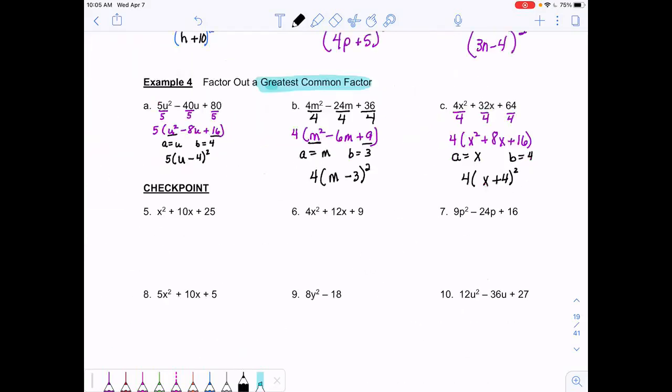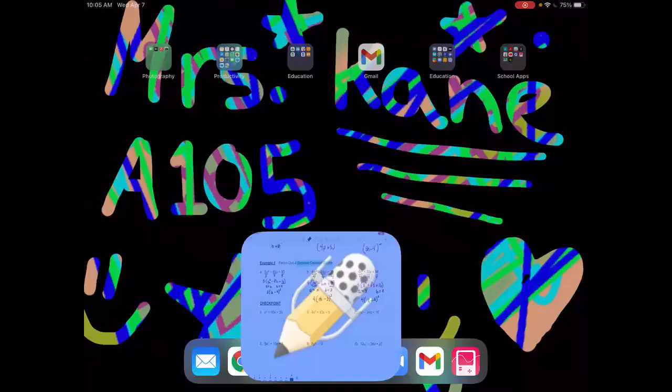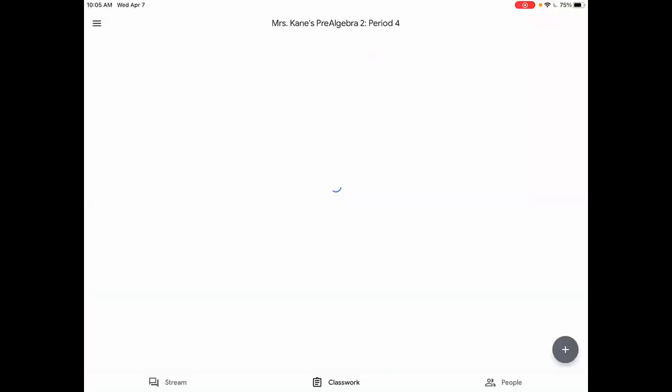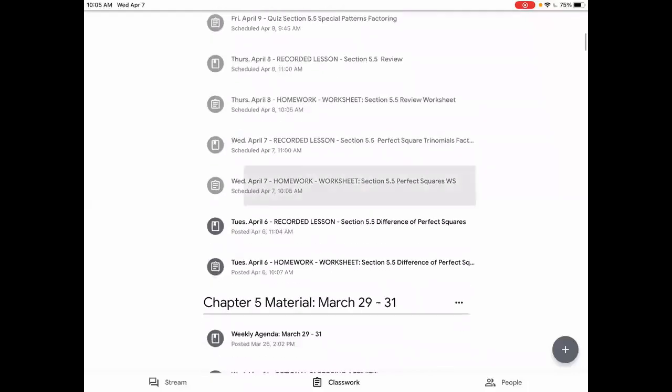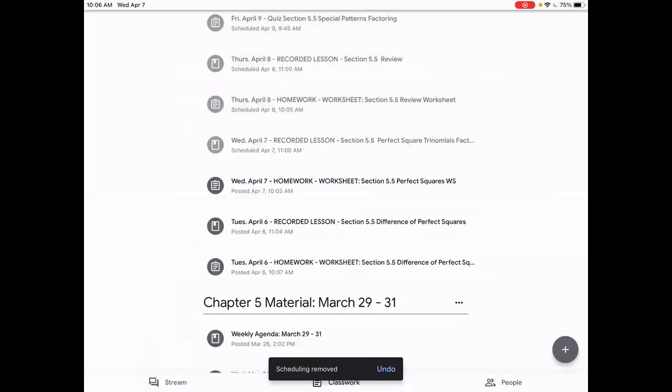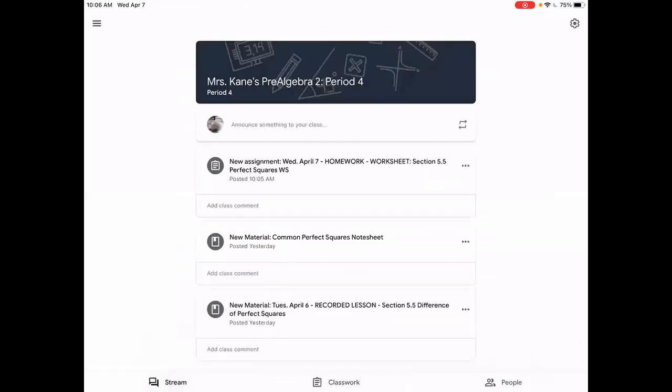We'll leave the last group of checkpoint problems as a nice review tomorrow before we start tomorrow's activity. If you want to go to your Google Classroom, we'll look at the perfect squares worksheet for today. And again, this should be short factoring. So it's not long, it's not involved. It just deals with perfect squares. So that first worksheet that is now posted in the stream is our perfect squares worksheet for today.